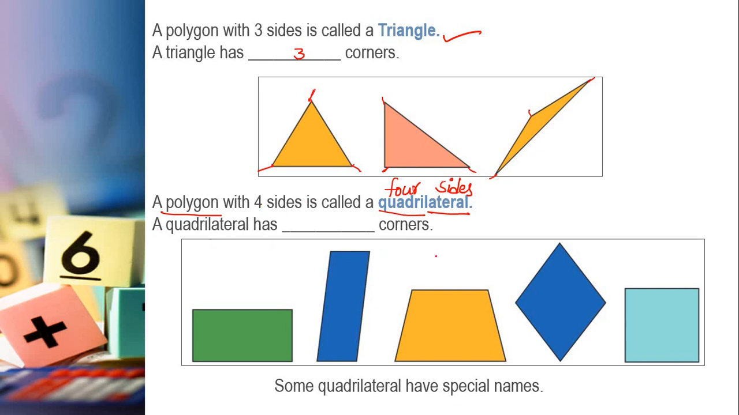A quadrilateral has how many corners, children? See here. 1, 2, 3, 4. These are the examples of quadrilaterals, and these all have how many corners? 4 corners. Rectangle, square, rhombus, parallelogram. These are the examples of quadrilaterals. Some quadrilaterals have special names.